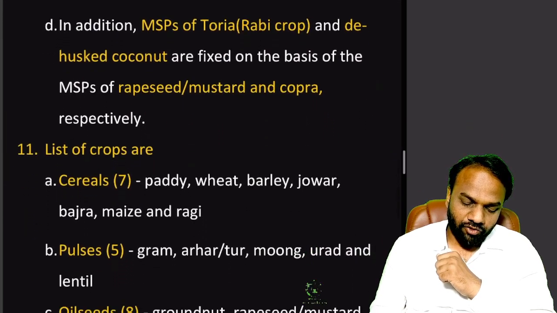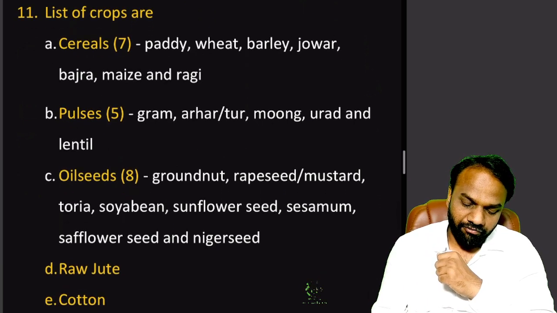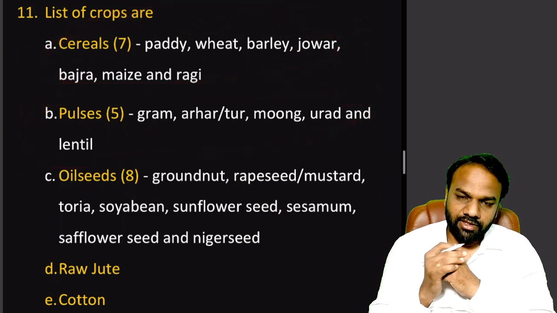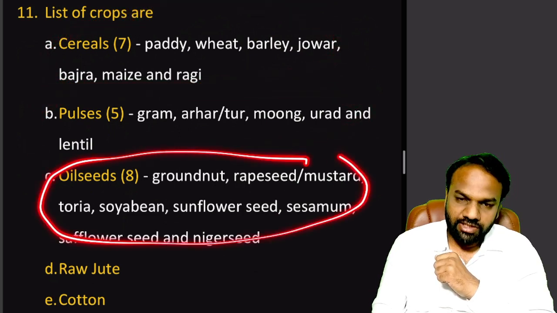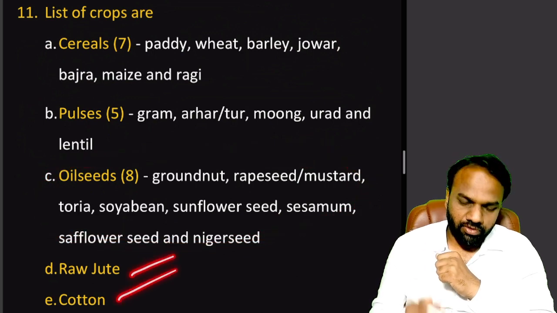Next, the list of crops, commodity wise. Cereals: paddy, wheat, barley, jowar. So this is another way of classification. Here is a list of cereals. This is the list of pulses which have been offered a minimum support price. This is a list of oil seeds which have been offered a minimum support price, and raw jute and cotton.